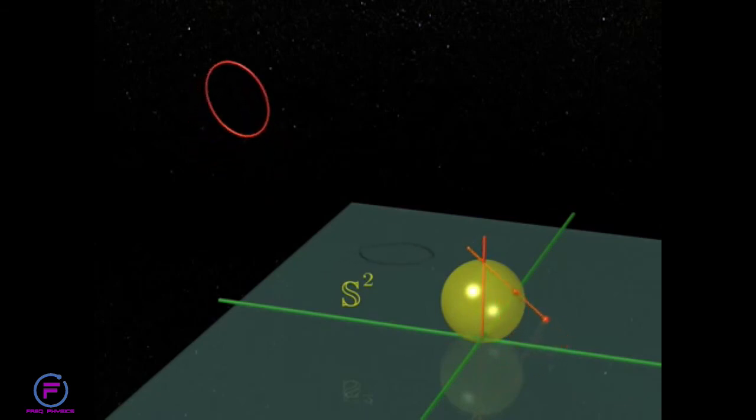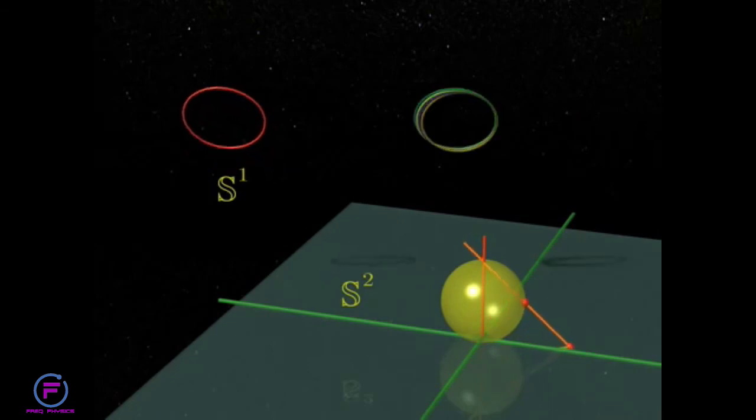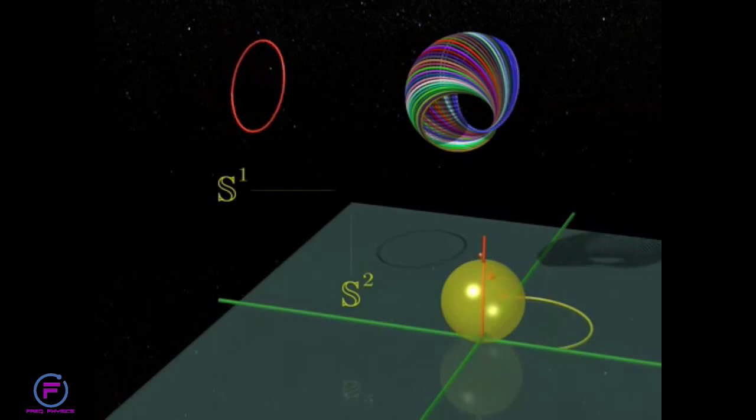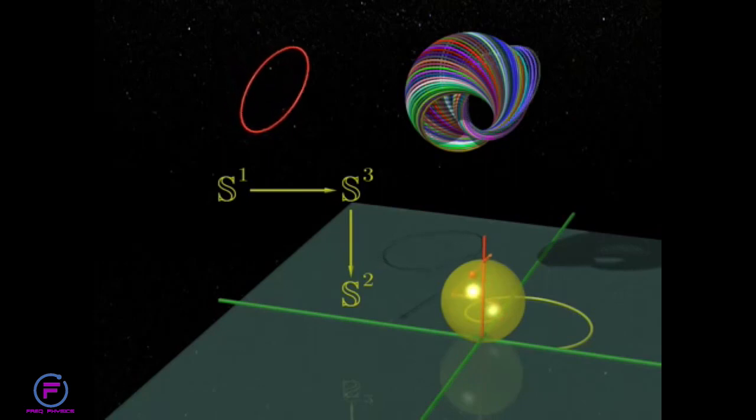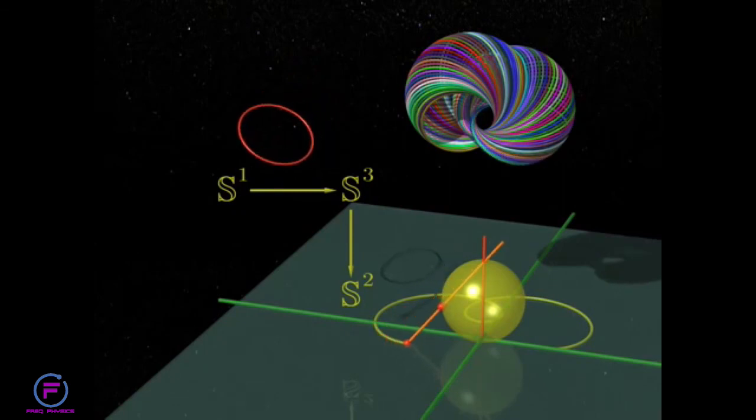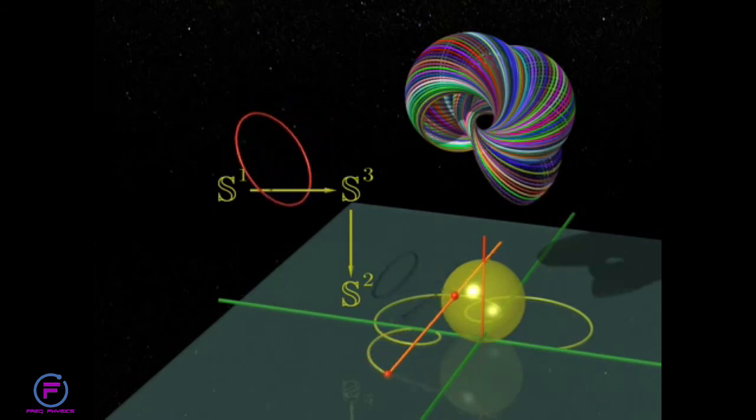So we have a circle for each point on the two-sphere. But a circle is a sphere of dimension 1, isn't it? All these circles fill up the three-sphere. Each point on the three-sphere belongs to a single circle, and therefore defines a point on the two-sphere. In this way, we get a projection from the three-sphere to the two-sphere. Complicated, isn't it?